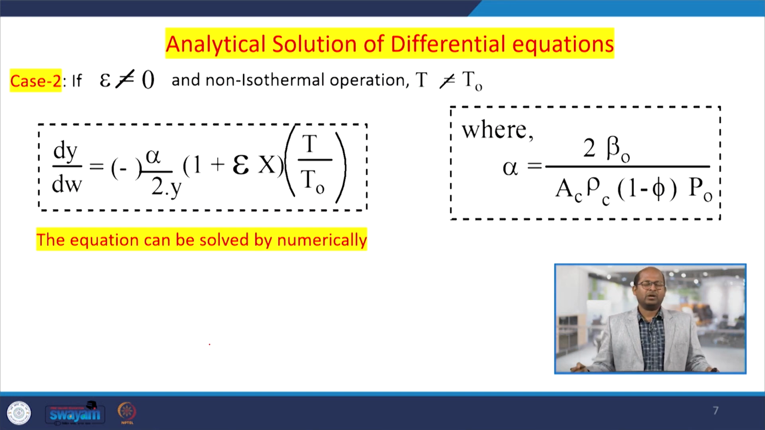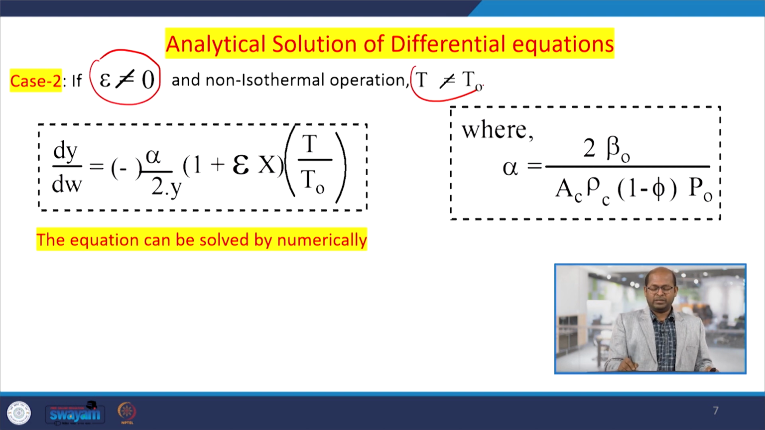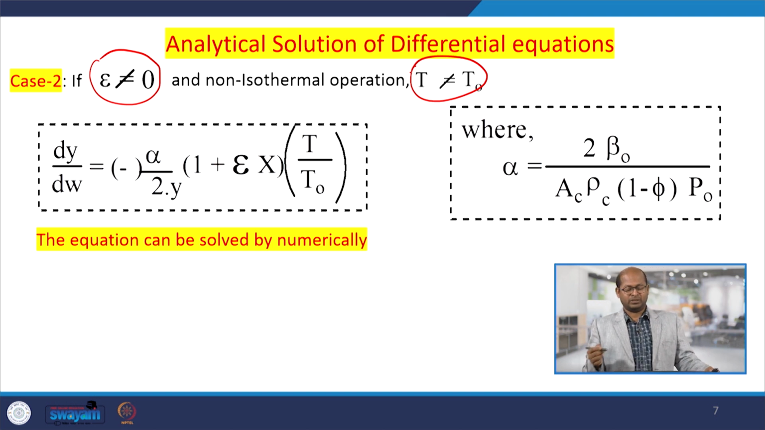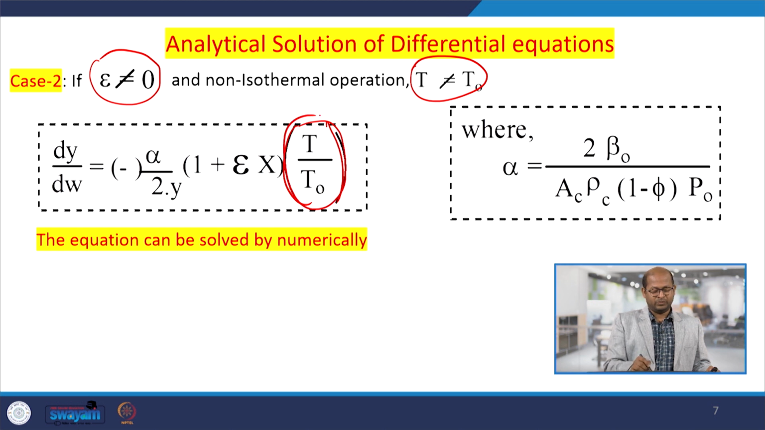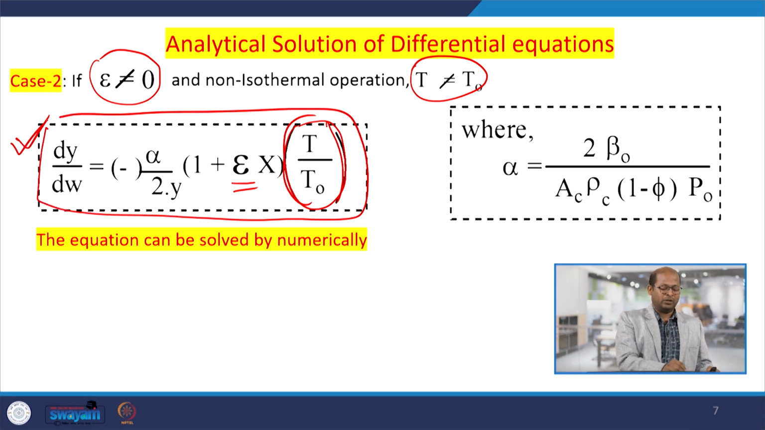Okay. So, now that is the second case. In the earlier case, we assumed that there is no volume change during the reaction, epsilon was 0. Now, epsilon is not equal to 0 and the conditions are not isothermal, so the temperature may vary along the length of the reactor. If we know the temperatures at individual points, we have to put them inside the equations, and this term is not 0.